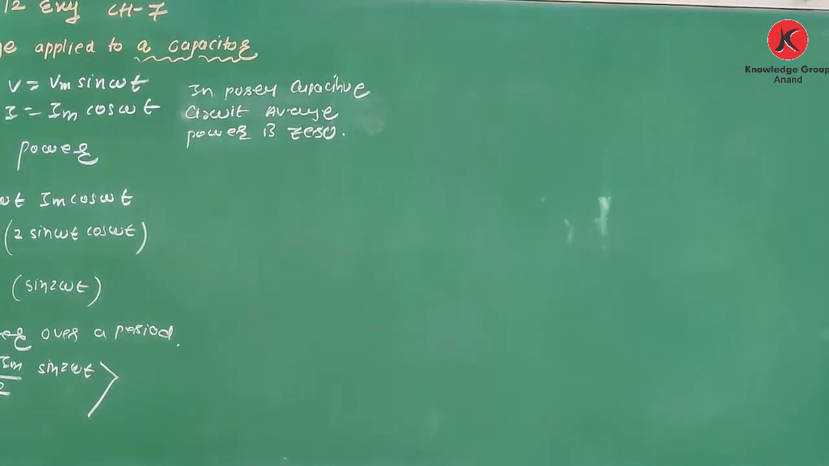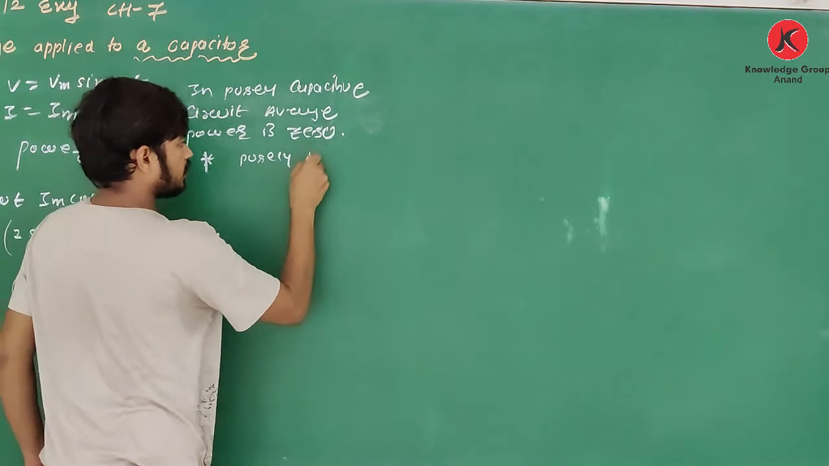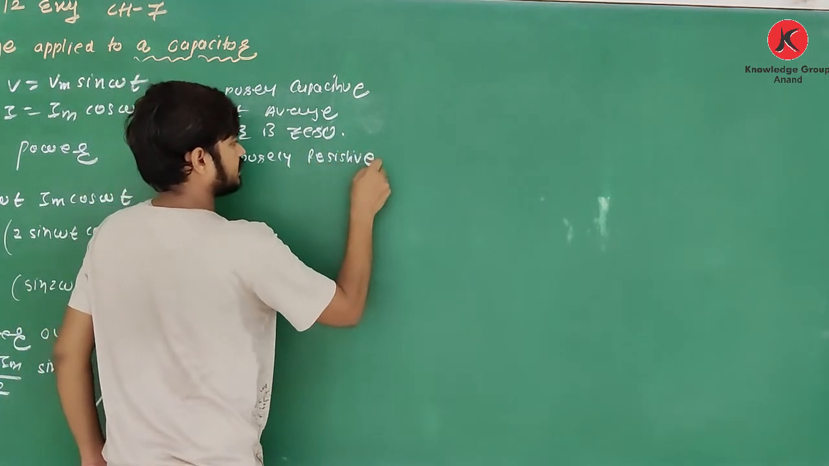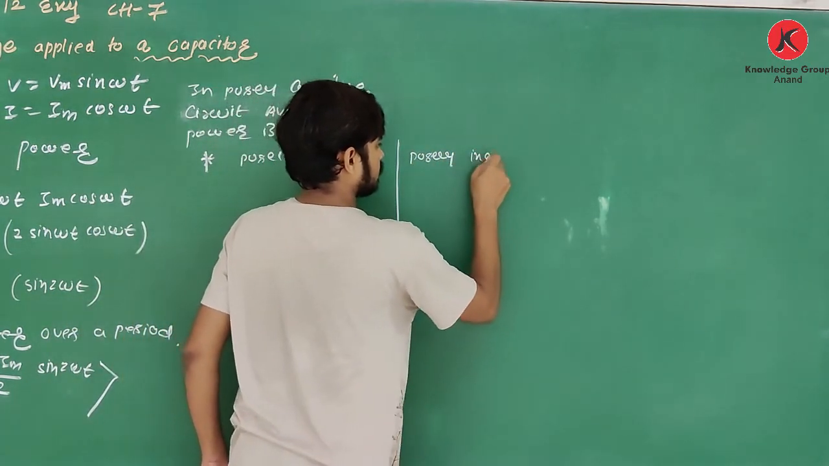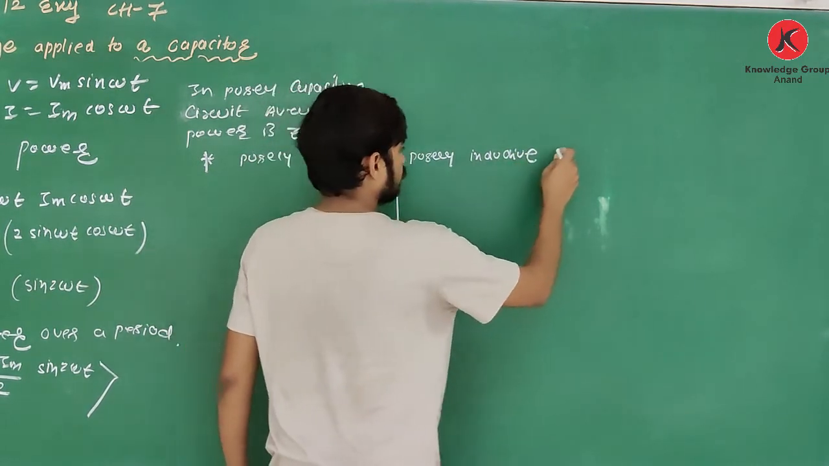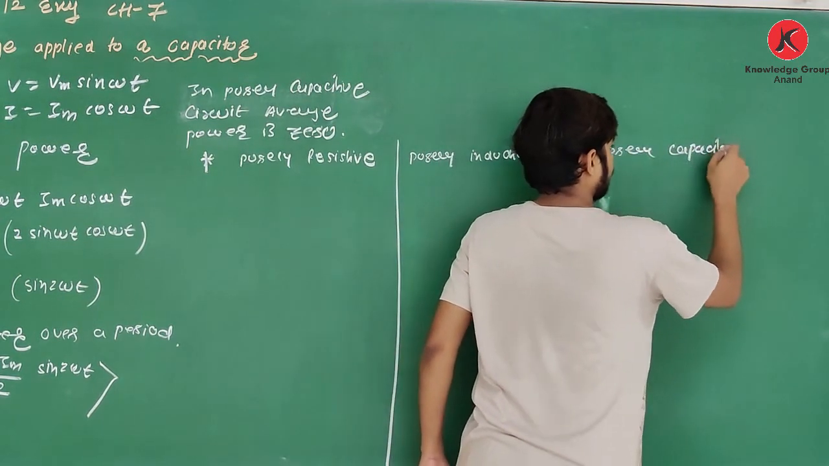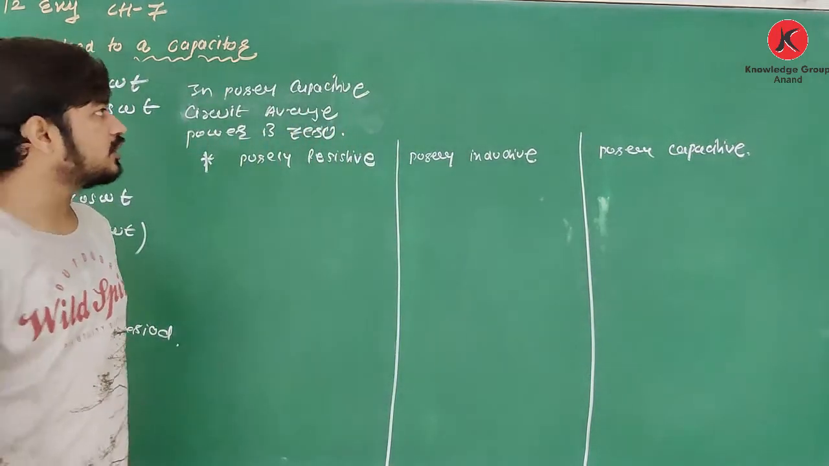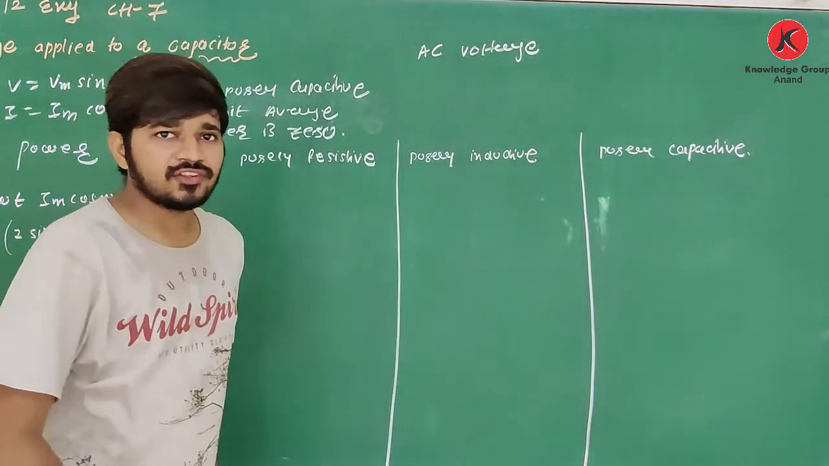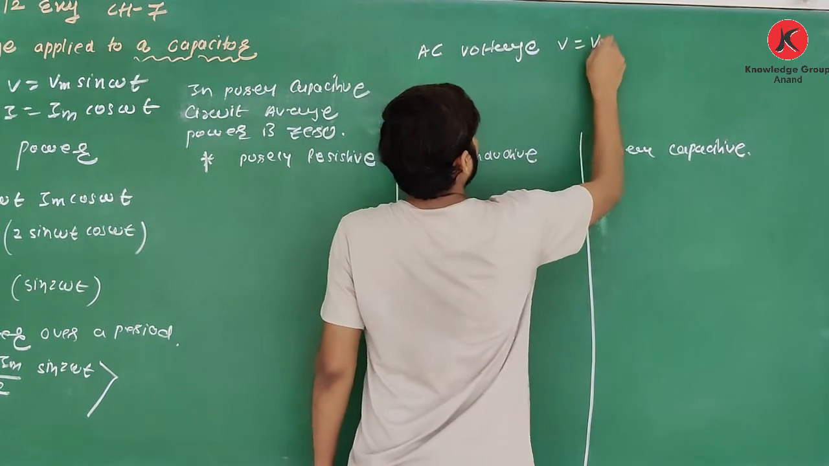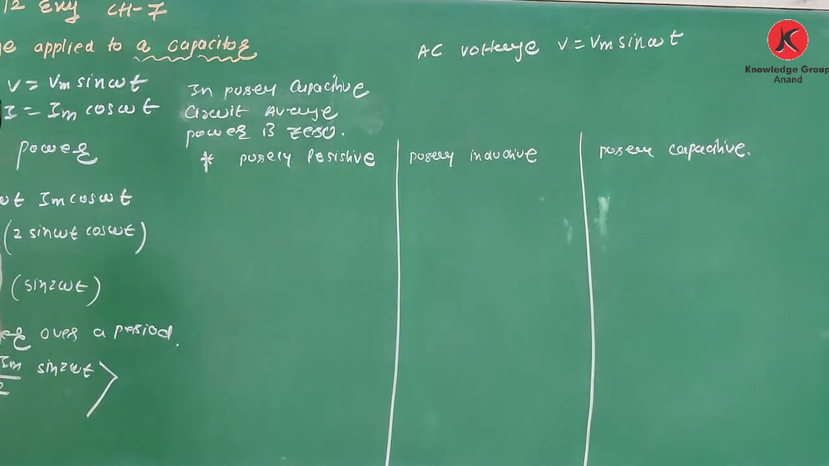Now we will see one comparison between these three cases: purely resistive, purely inductive, purely capacitive. What is the same in these three theories? Yes, the AC voltage. The AC voltage in these three cases is V is equal to Vm sin omega t in each and every case.